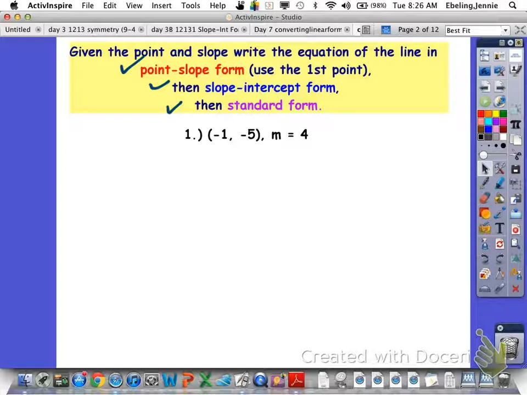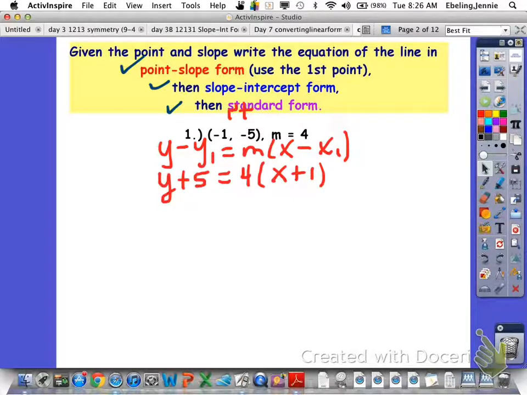Okay, let's take a look at point-slope form. I have my point, I have my slope, so I can plug in to y minus y1 equals m times the quantity x minus x1, and I can plug my point in, so I'll have y plus 5 equals 4 times the quantity x plus 1. So this is my point-slope form. That was one of the forms I wanted.